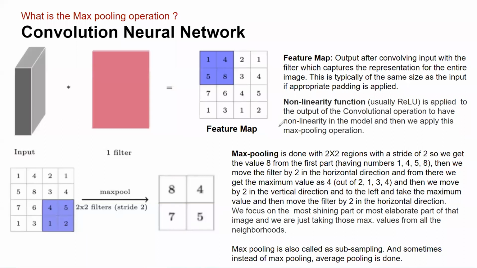Now this is my input, and this is my filter. I applied a convolution operation between them and got this feature map. The next thing that we do is apply some non-linearity to it. Non-linearity means an activation function will come in here.